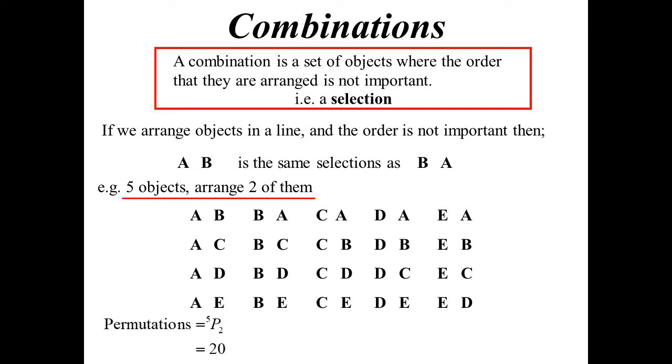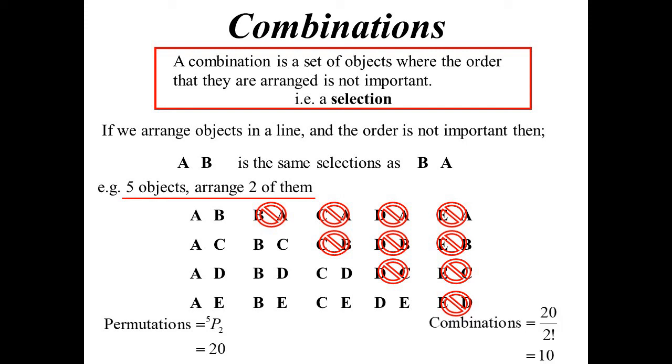If the order is not important, well, let's cross out the ones that are now doubled up. I can cross all those out, and I'm left with, how many am I left with? 10. But it's not just 10. It's 20 divided by 2 factorial. So it's dividing out the number of ways we could have arranged the objects. So I'm not interested in the way we could arrange them. Each of those pairs I could have arranged 2 factorial ways, but I'm not interested in that. So it's like they're the same thing. So I divide by that number of ways and I get 10.